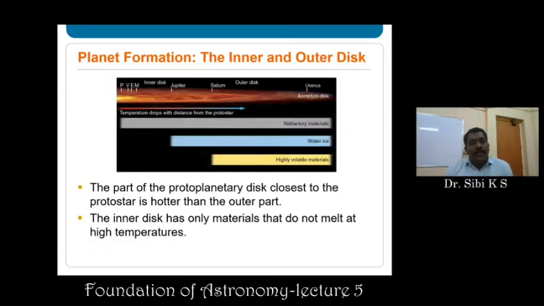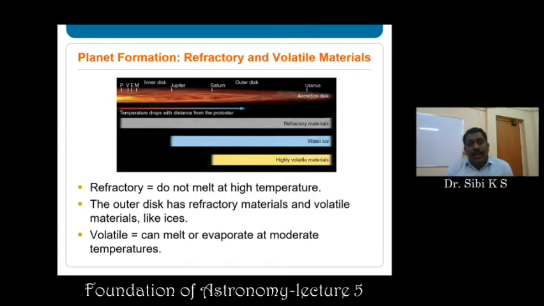So you can see the part of the protoplanetary disk closest to the protostar is hotter than the outer part. The inner disk has only material that does not melt at higher temperatures. That is why we call them refractory materials, which don't melt at higher temperatures. The outer disk has the refractory materials and volatile materials like ice. Volatile means that it can melt and evaporate at moderate temperatures.